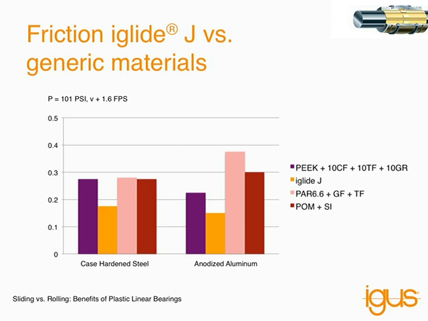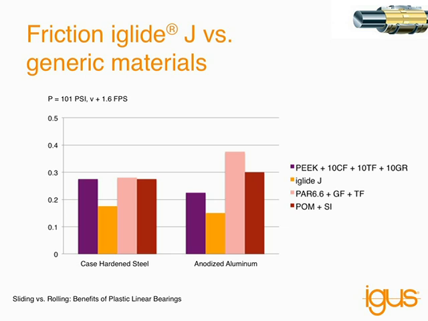So now I'm sure you're all very impressed with how we make plastic bearings and how plastic bearings work, but probably the most important parts of the presentation are coming up. This is a frictional comparison of a composite plastic we call iGlide J, which happens to be a linear bearing specialist for the igus line of motion plastics. How the friction characteristics are different than more simple plastics on the right, such as PEEK or POM. You'll see that iGlide J has better friction on case-hardened steel, which is probably the most common linear bearing shaft material, as well as anodized aluminum.